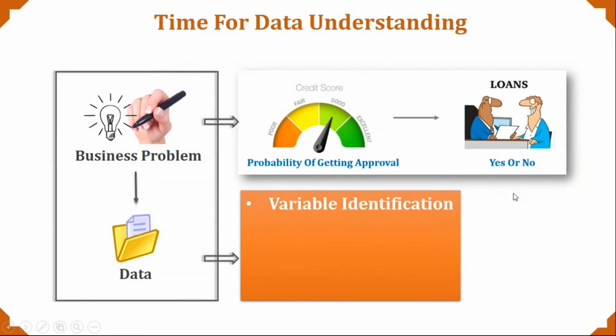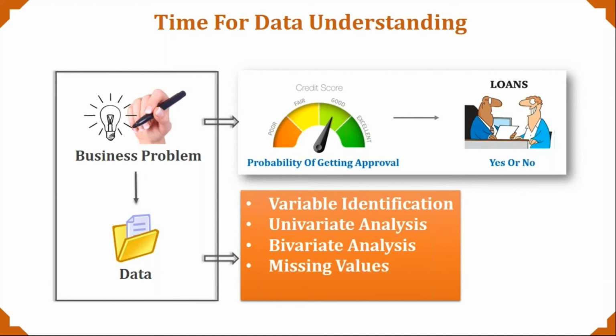The second one is univariate analysis, understanding each single variable. The third one is bivariate analysis. Univariate is understanding one variable; bivariate is understanding the relationship or combinations of different variables. And do we have any missing values in it? What to do with that? And are there any outliers in the whole data set?